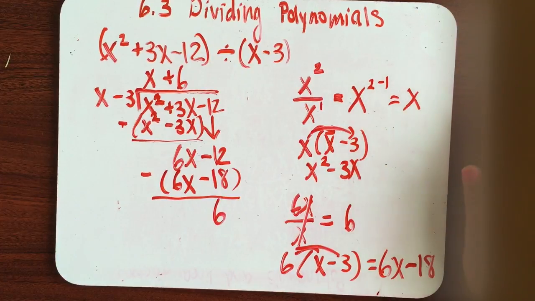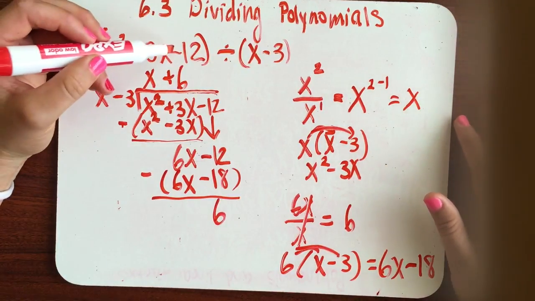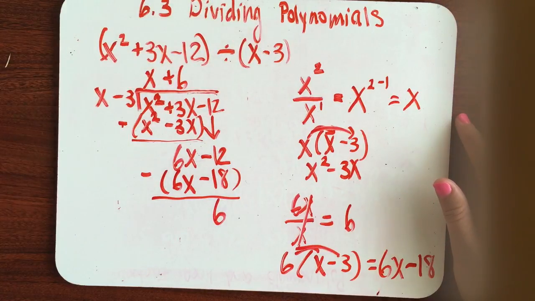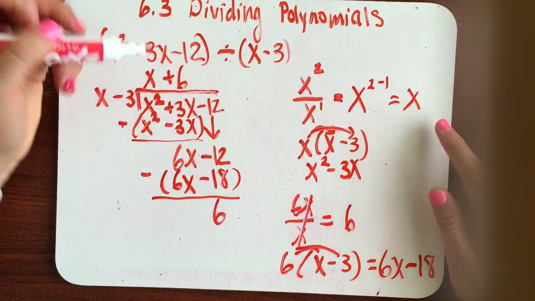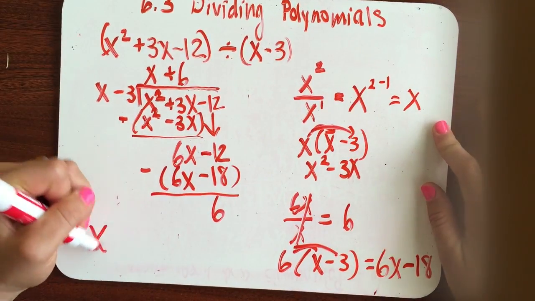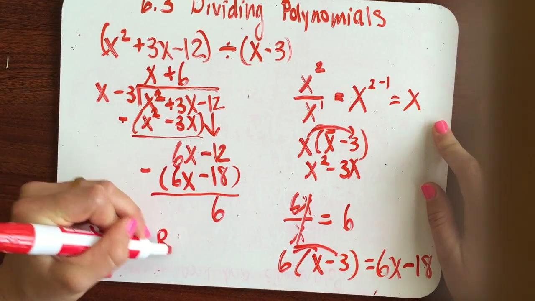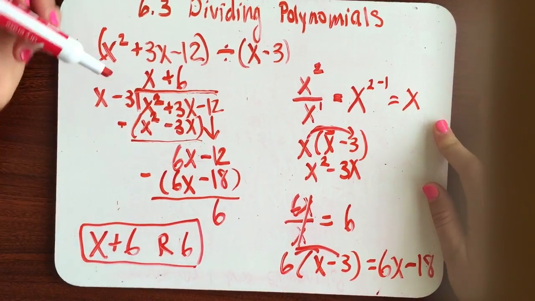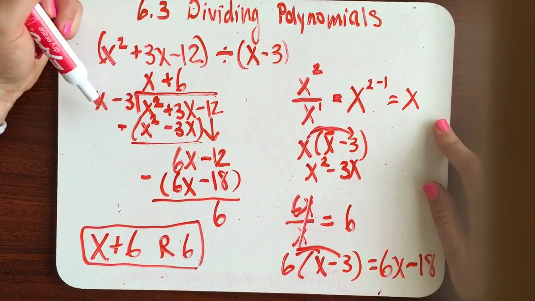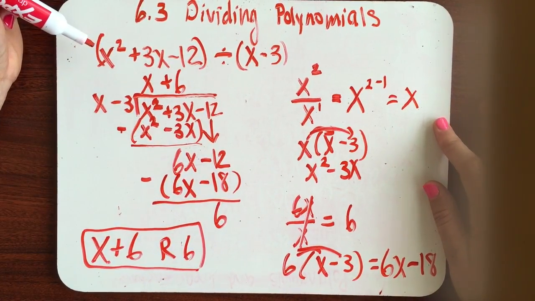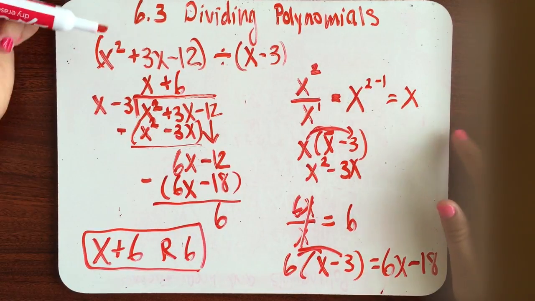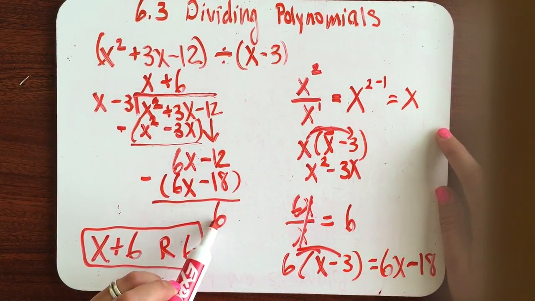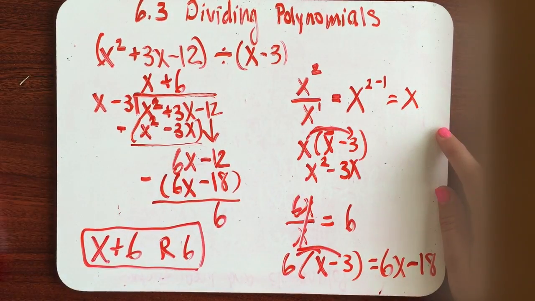6. So therefore, this quadratic divided by this linear binomial is x plus 6 with a remainder of 6. Therefore, we now know that x minus 3 is not a factor of this quadratic, because the only time it is going to be a factor is when you get a remainder of 0. So this is not a factor.